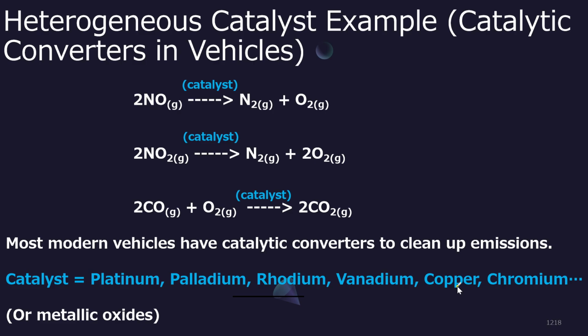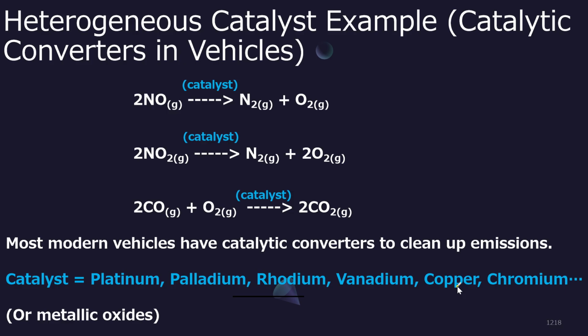So we can have things like NO goes to N2 and O2, fairly inert, non-problematic gases compared to NO. Same thing for NO2, we can form N2 and O2, much more favorable emissions. And then CO, which is highly toxic, plus O2 goes to CO2. It's kind of just like double combusting that, or making sure it goes to complete combustion. We can do that with a good catalyst.